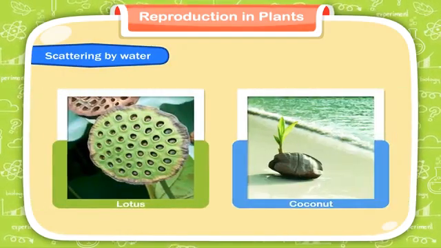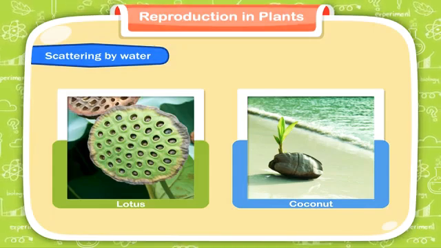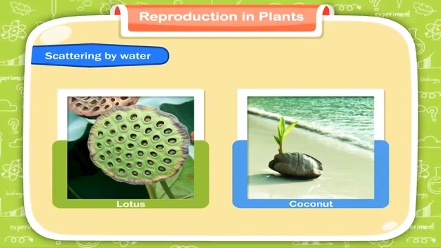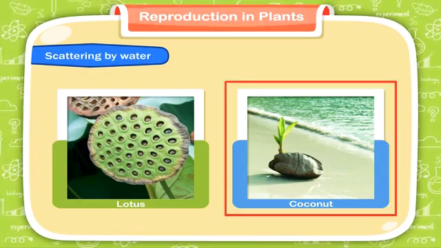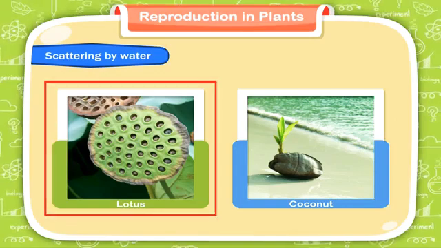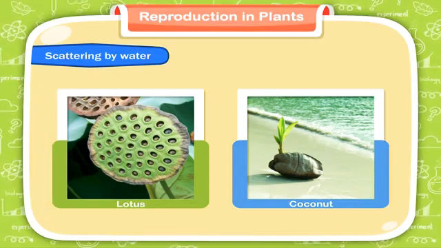Scattering by water. Some plants like lotus and coconut grow in or near water. The fruits and seeds of these plants are easily dispersed by flowing water. The coconut has a thick covering of fiber and the lotus plant has a spongy part that help them to float. So, the seeds reach far away from their parent plants.